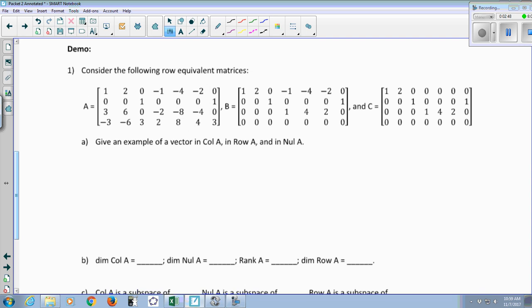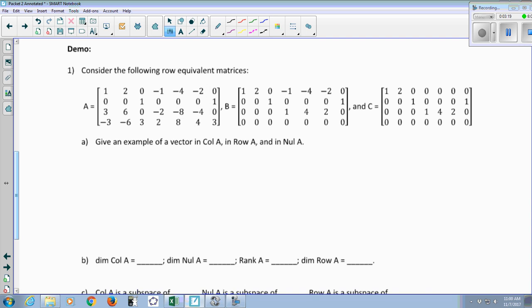All right, so I have 3 row equivalent matrices, A, B, and C. A is the original matrix, B is echelon form, but not reduced row echelon form, and C is the RREF. I'm just not going to try to do anything fancy yet. We're just going to try to wrap our brains around what we mean by col A, row A, and null A. So the definition of the column space of A is linear combinations of the columns of A.